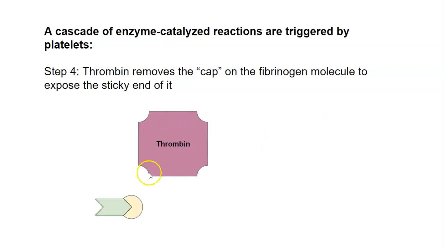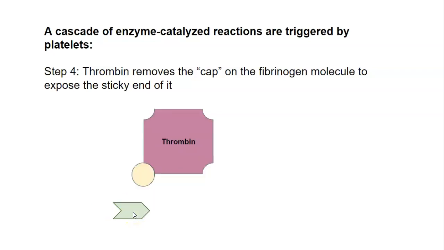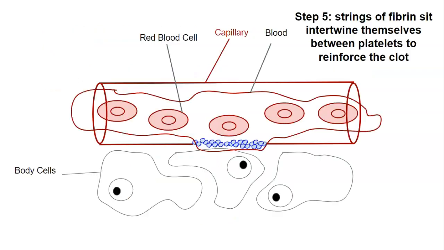So here's thrombin. And this end that is capping fibrinogen, we're just going to steal it. And then we're going to keep stealing it over and over again until we have this long line of fibrin. Okay, so that's step 4. Thrombin steals fibrinogen's cap to make fibrin. The very last step is now the fibrin can start weaving itself around the platelets to create that clot.